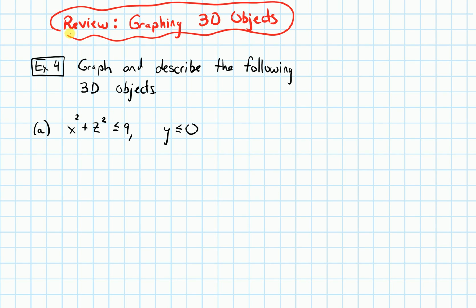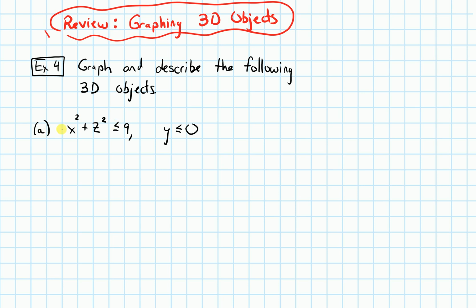In this video, we will continue our midterm 1 review and look at some graphing 3D objects examples. All right, so here's the example. Let's graph and describe the following 3D objects. Okay, so we're going to want to graph this and we're going to want to describe it in words.